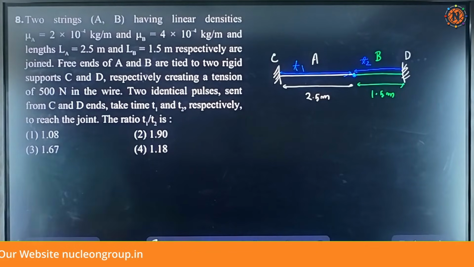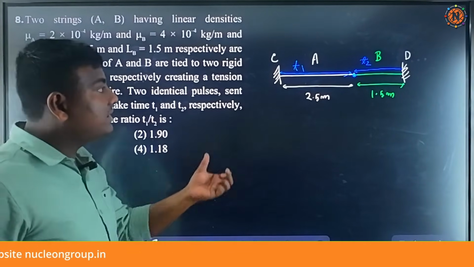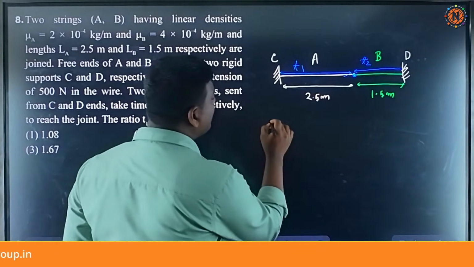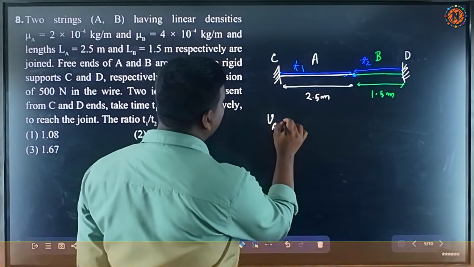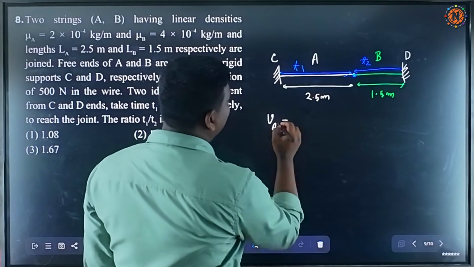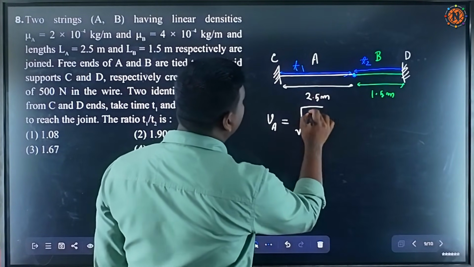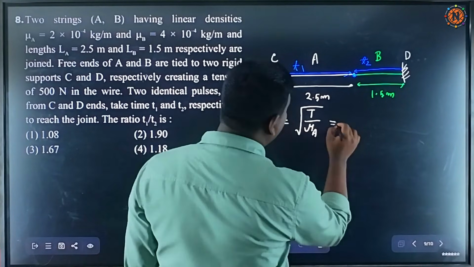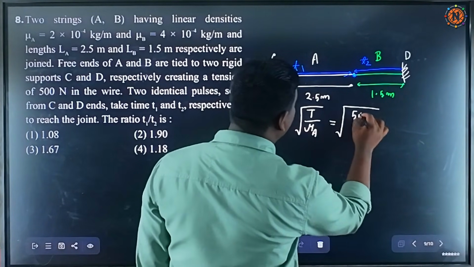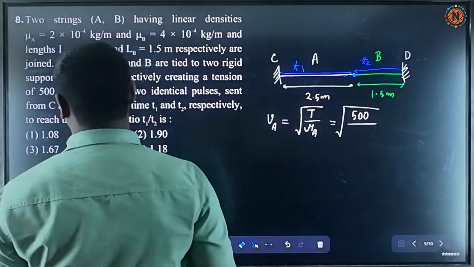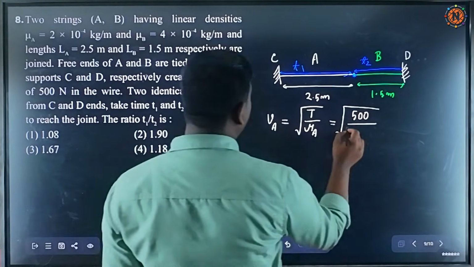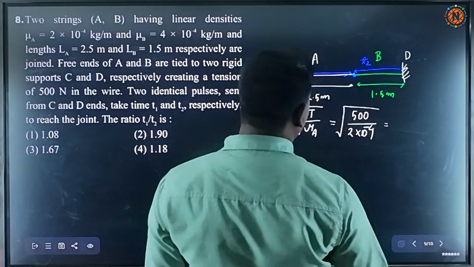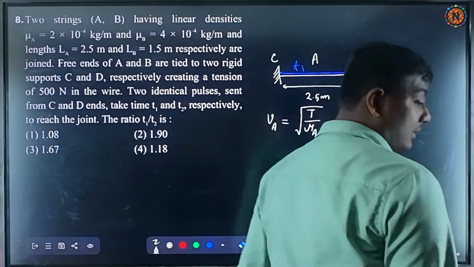Now we need to find the individual times T1 and T2 and then we need to take the ratio. So how can we do? We can first find the velocity of the first pulse. That can be written as root over T by mu A, because tension is same. So we can write just T. Tension is given as 500. And mu A is given as 2 into 10 to the power minus 4. Just solve it.